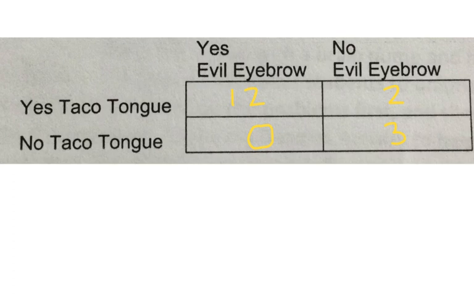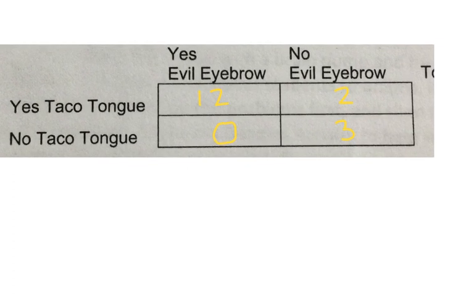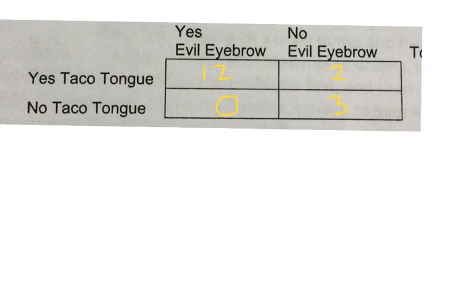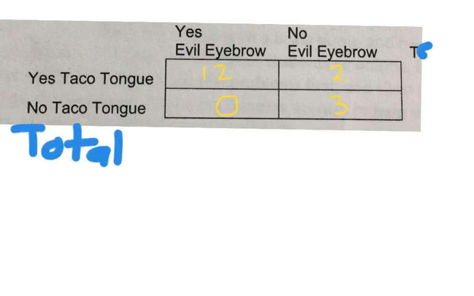Now you can see on yours, and it looks like I didn't take a picture of it on mine, it has a place down here where it says total. And it has a place up here where it says total. Okay, so what we're going to do, when we total, look at this row.